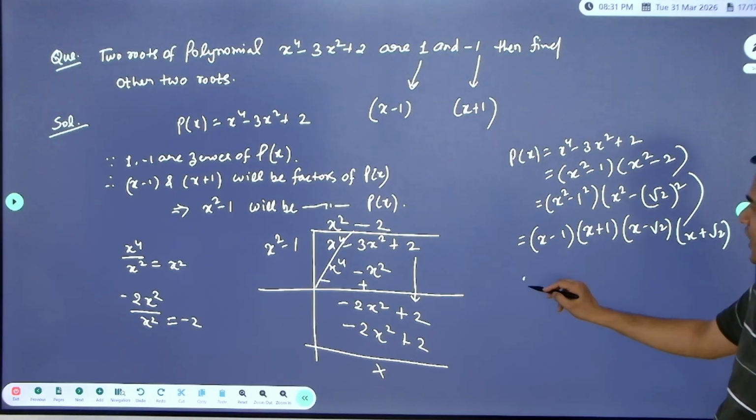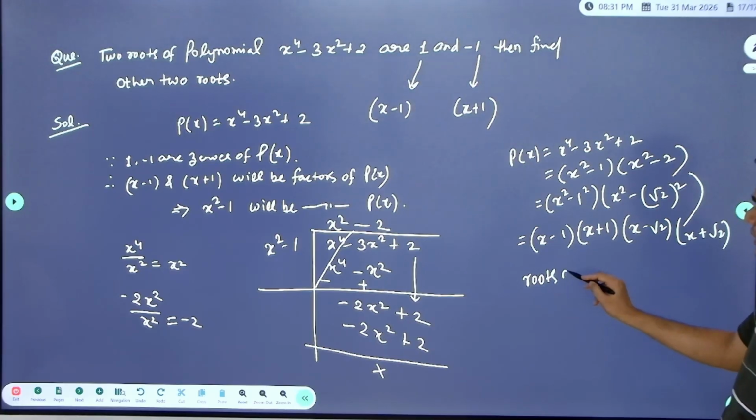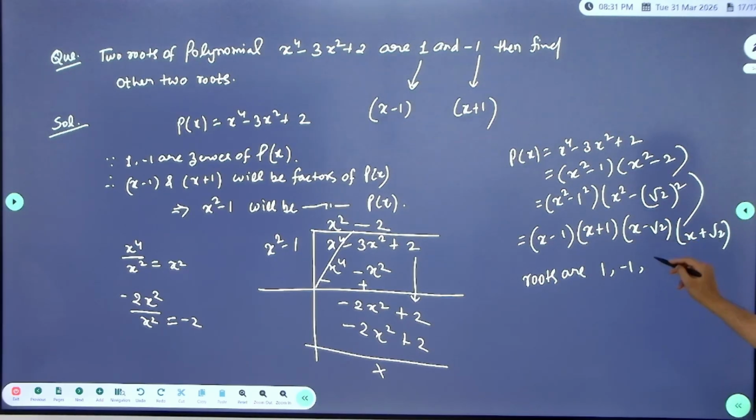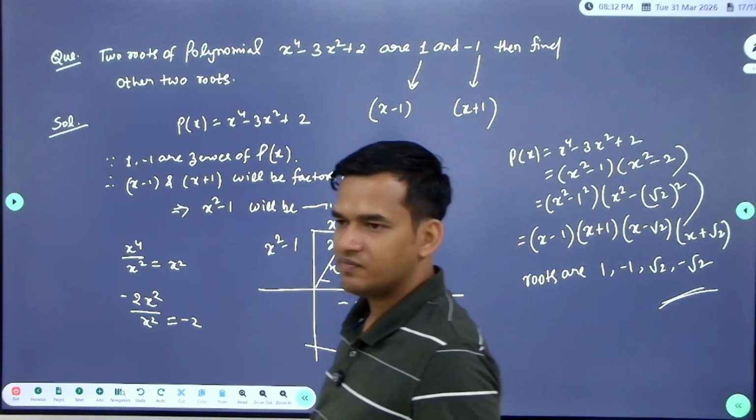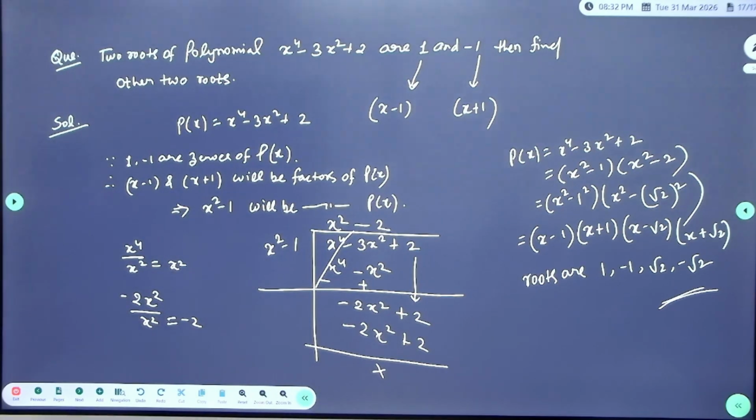So roots are 1, minus 1, plus root 2 and minus root 2. These are the four roots. 1 and minus 1 were already given, and root 2 and minus root 2 are the other two roots. So this is how we can find the roots if some zeros are already given. Okay. So this type of questions are there.